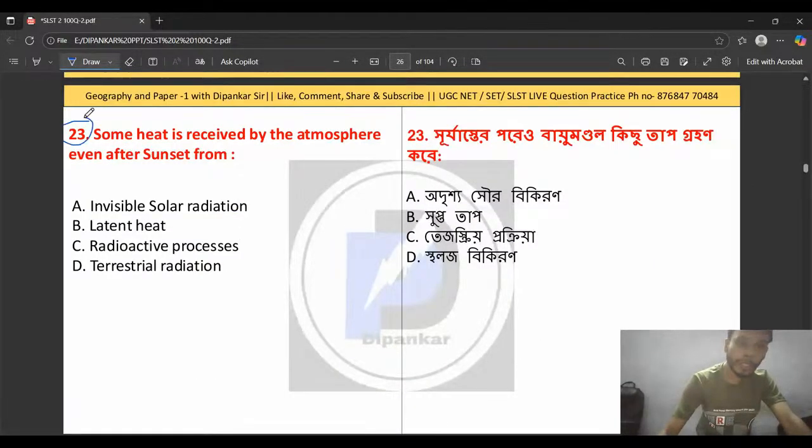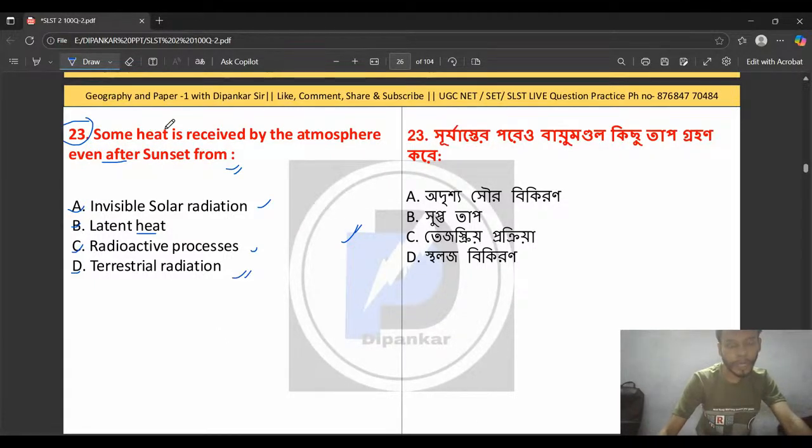Answer question number 23. Some heat is received by the atmosphere even after sunset. Option A: from invisible solar radiation. B says latent heat. C says radioactive processes. And D is terrestrial radiation.